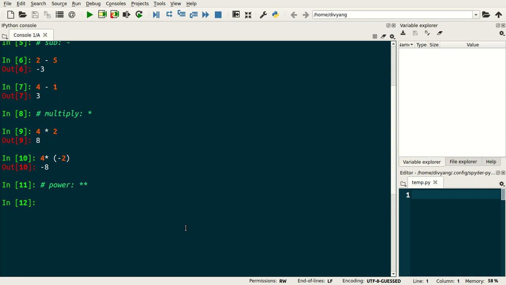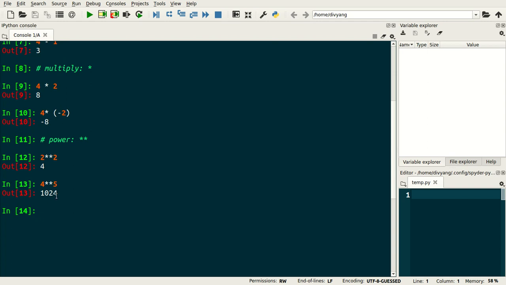For example, 2 raised to 2 will give you 4, and 4 raised to, let us say, 5 is this number 1024. And negative numbers will also work. For example, let us say 4 raised to minus 2 will give you 0.0625.